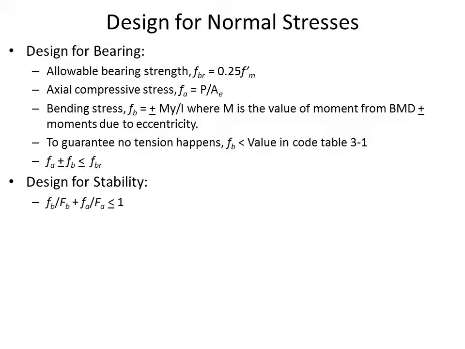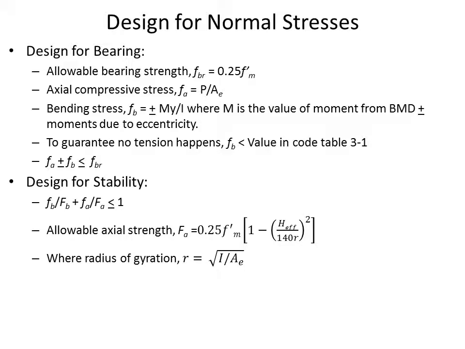Stability is actually checking that the normal stresses will not cause failure. So small fb over capital FB plus small fa over capital FA, the summation of that is less than 1. This is exactly like what we have talked about before. The same FA, the same radius of gyration, the same rules apply, where FA is equal to 0.25 f dash m times 1 minus h effective over 140 r, whole squared. The allowable strength FB is f dash m over 3.